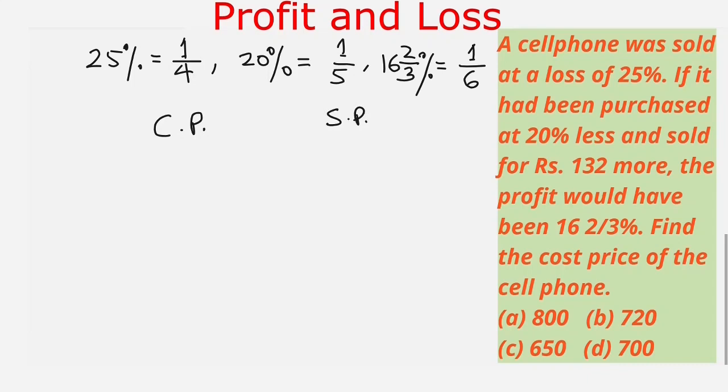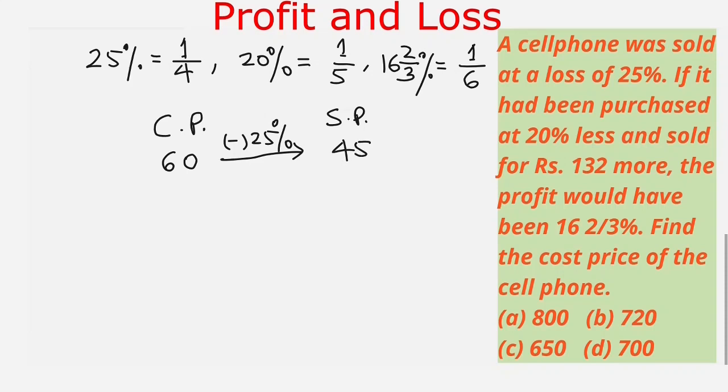So we assume the cost price to be 60 units, and it is given that the cell phone was sold at a loss of 25%. So I write minus 25% of 60. 25% is 1/4 and 1/4 of 60 is 15. So if we subtract 15 from 60, then selling price comes out to be 45 units.